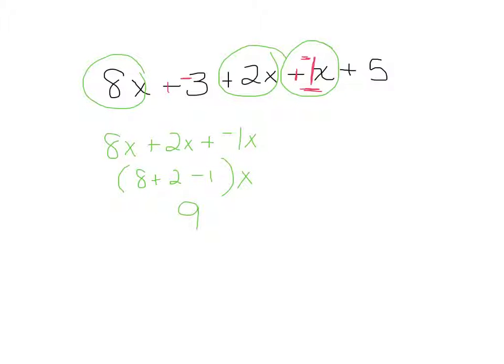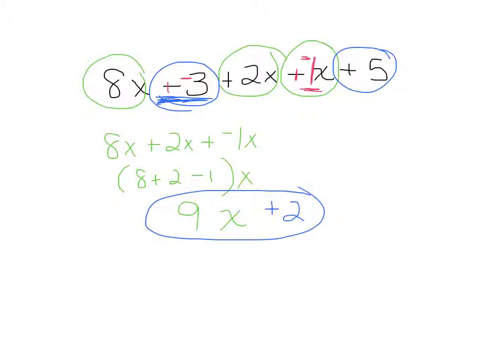So I have 9x's. And then for the other terms, I've got a negative 3, keeping in mind the subtraction sign follows the number after it, plus 5. So negative 3 plus 5 would be plus 2, which would be my answer.